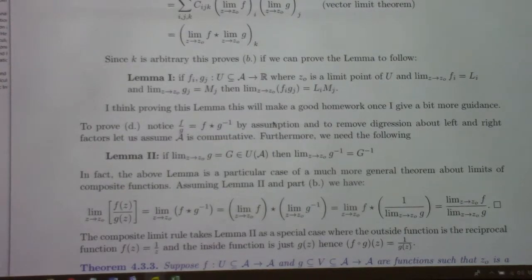I was just describing. Lemma 2 says that if the limit of g is in the units, then the limit of g inverse is g inverse, like that. And if I have that lemma 2, it's easy to prove part D, because then we can use the product in part B. And so the limit of this is the product of the limits provided they exist, which then gives us the quotient of the limits in that way. So the real question is, why is lemma 2 true?